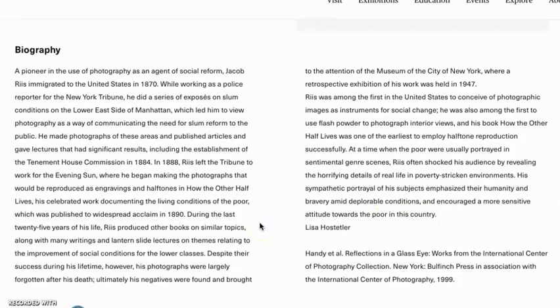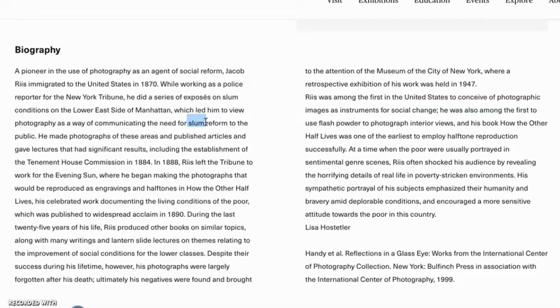So this is just saying that this photographer, Jacob Riis, was an immigrant. He immigrated from Denmark, and he took pictures to create social change, which means basically to change the way people treated or approached immigrants. And he did this by taking pictures of slum conditions, so conditions in slums, which basically means very, very bad living conditions.